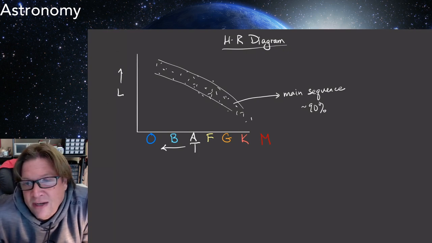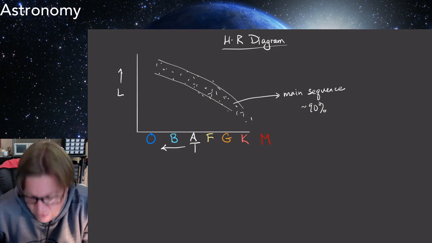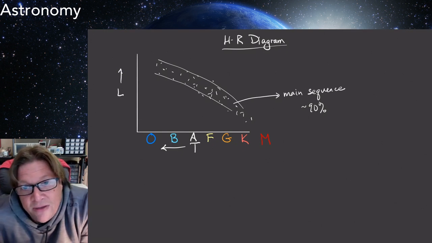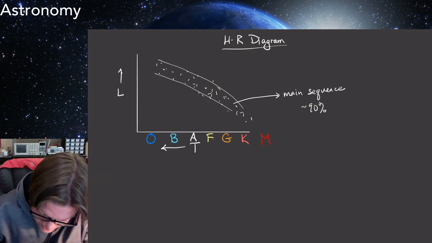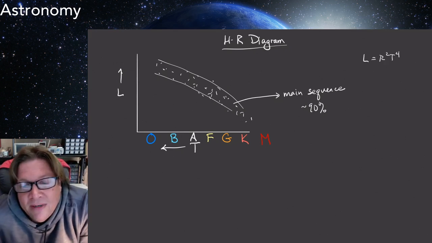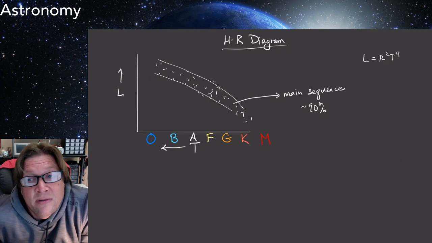And if you look at the plot, all this is really telling you is that cool stars, like M's, generally are not very luminous. They don't emit much energy. You kind of already knew that because L is R squared T to the fourth, right? So if the temperature is low, then L is probably going to be low.